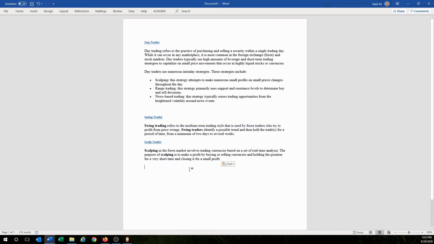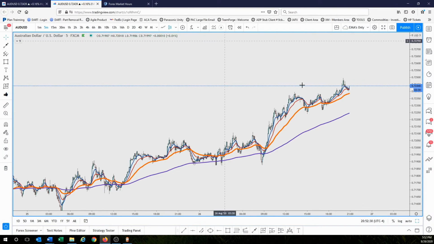Okay, so let's talk about swing trading. Swing trading refers to a medium-term trading style that is used by Forex traders who try to profit from price swings. Swing traders identify a possible trend and hold the trade for a period of time, a minimum of 2 days to several weeks. And those trades are the money makers.